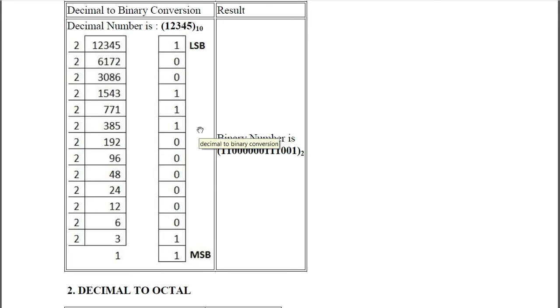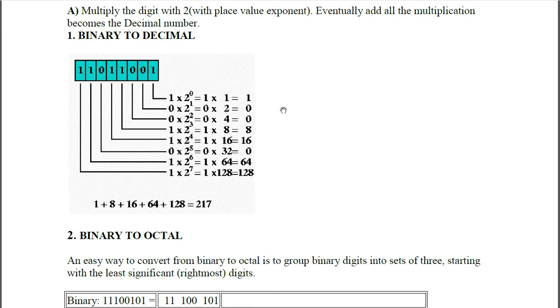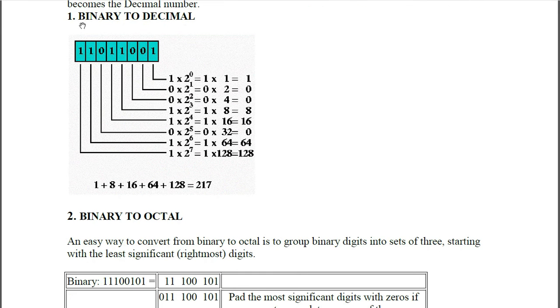So hope you have understood the conversion of decimal number to binary number system. You have some more examples in the textbook, so please see the examples and you will get a clearer picture about the decimal to binary conversion. And the next type of conversion is binary to decimal conversion.